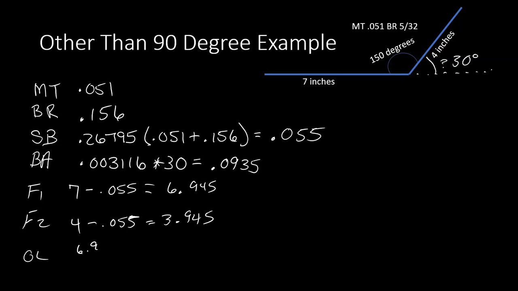flat 1, 6.945, plus bend allowance 0.0935, because you're not bending it very much, plus flat 2, 3.945. Double checking all my stuff here. Yep. And I'll get 10.9835 inches, which my desired looks to be 11 inches with a very tiny bend.